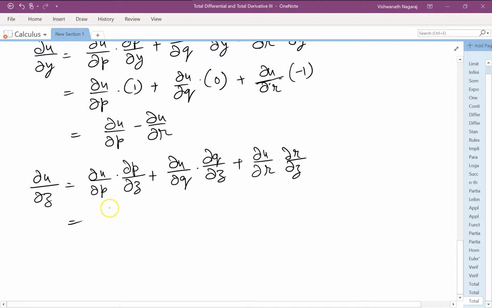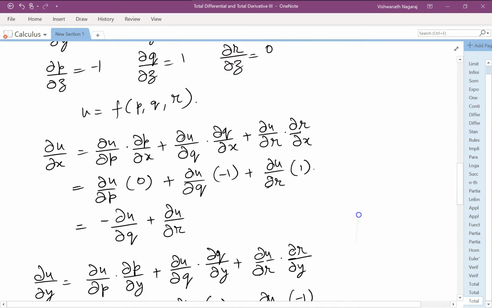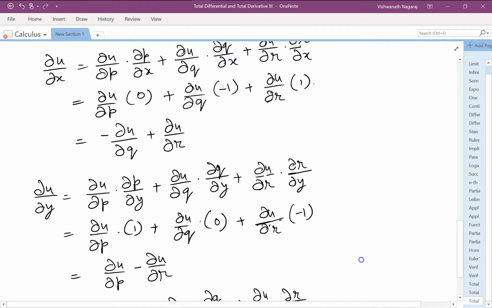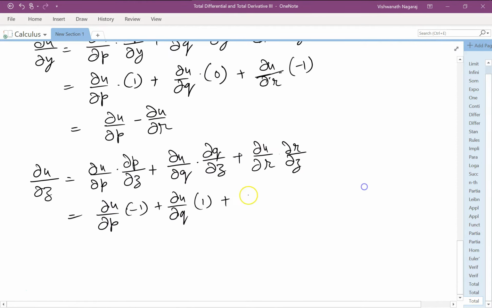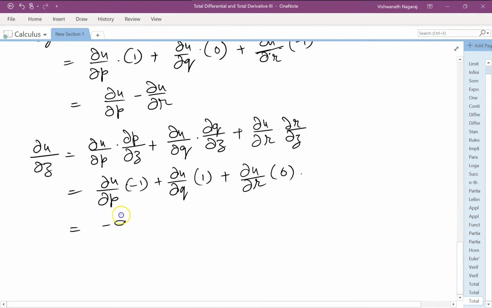Now ∂u/∂p, ∂p/∂z is what? ∂p/∂z is minus 1. ∂q/∂z is what? 1. Plus ∂u/∂r times ∂r/∂z is 0. So this becomes ∂u/∂p plus ∂u/∂q.